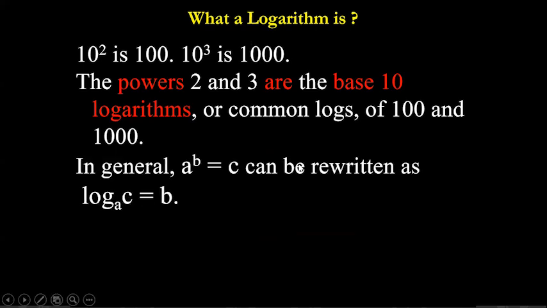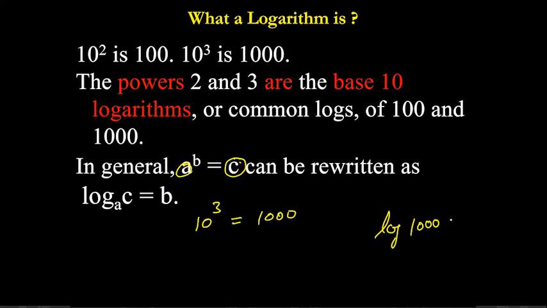In simple terms, in general, if you have a to the power b equals c, then we say that log c base a is equal to b. That's what we said. 10 to the power 3 is 1000, so I said log 1000 is equal to 3 base 10. Here, log c base a is equal to b.